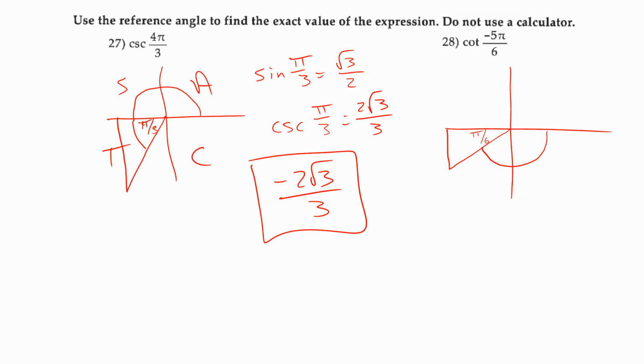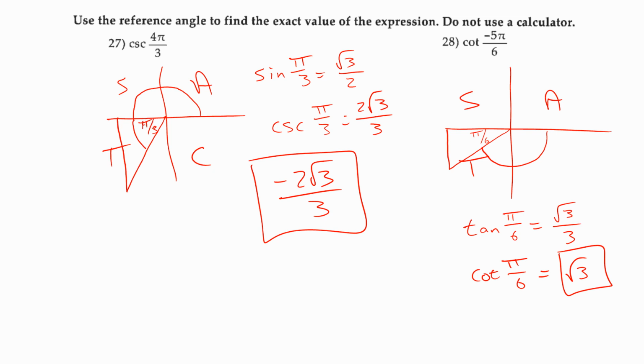And what is the tangent of 30 degrees? Tangent of 30 degrees is rad 3 over 3. And so the cotangent, pi over 6, would be the flip of that, which is just rad 3. And in this quadrant, all students take, tangent is positive, positive rad 3.